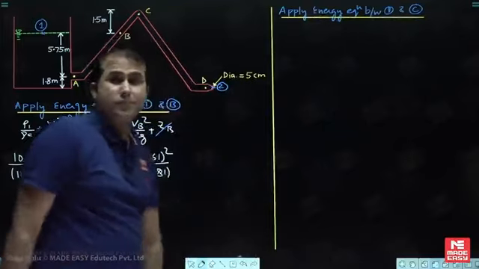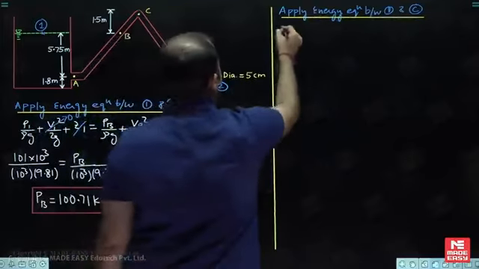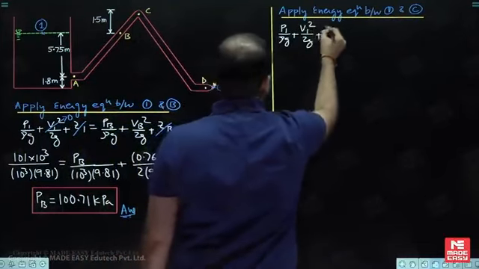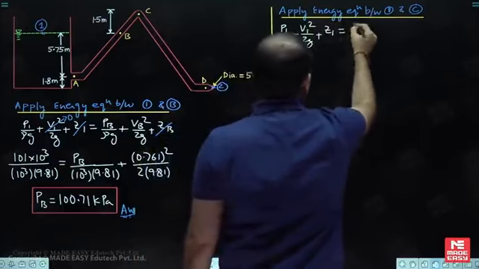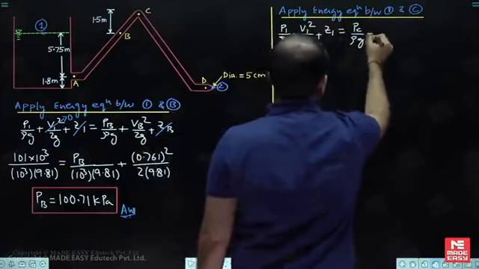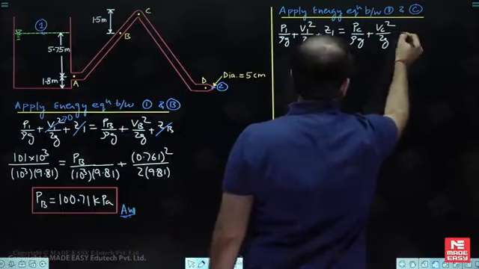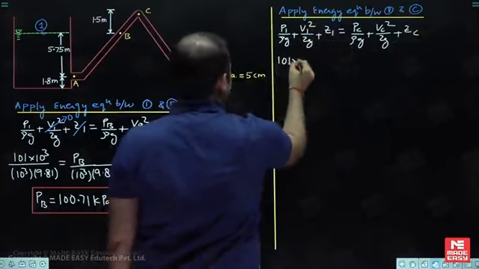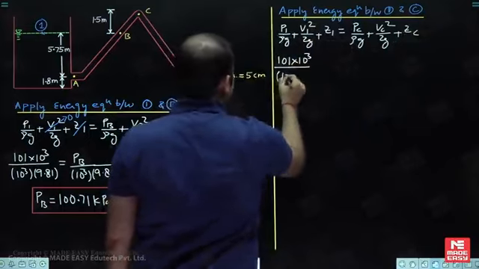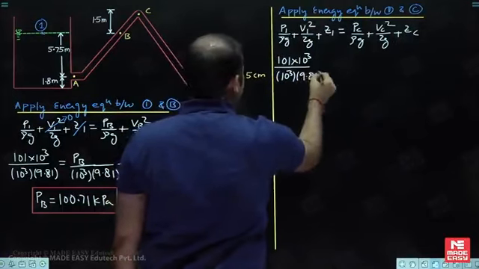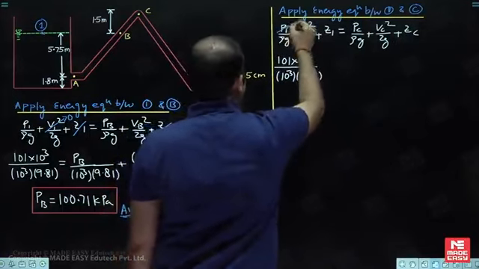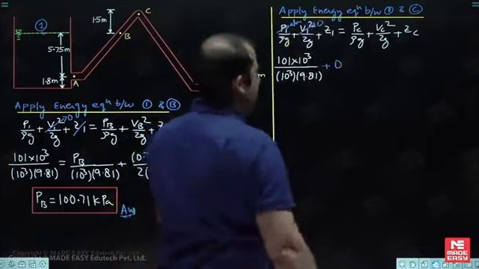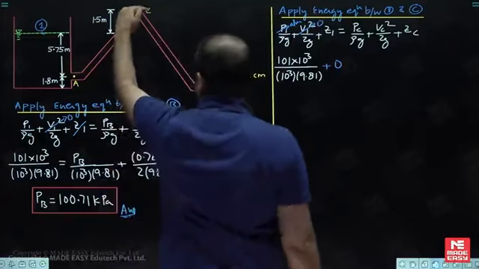See what happens here. P1 by rho g plus V1 square by 2g plus Z1 is equal to PC by rho g plus VC square by 2g plus ZC. Now this is P1, they have given 101 into 10 to power 3 divided by 10 to power 3 multiplied by 9.81. My dear, already understood that this is atmospheric. This value is equal to 0. So plus 0. Z1, ZC. So my dear, ZC level is more.